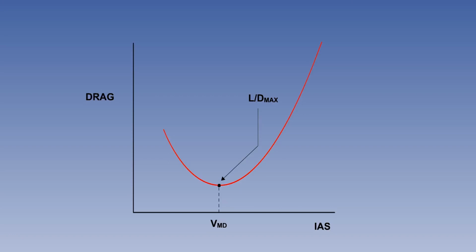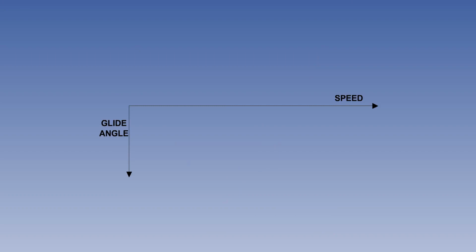So, the maximum distance in a glide will be achieved when the aircraft is flown at its maximum lift-drag ratio at VMD. The maximum lift-drag ratio is independent of weight. Provided the aircraft is flown at its optimum angle of attack, the glide angle and the still air glide distance will be unchanged, whatever the weight.